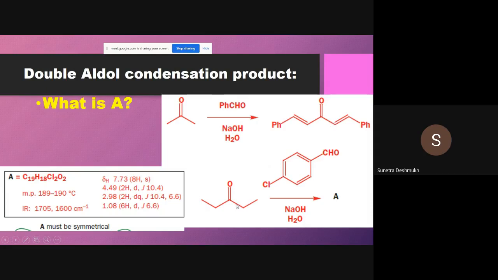Now we will take another example. We will take this type of ketone and we will take parachlorobenzaldehyde in the presence of hydroxide and water. What will be the A? What will be the product? As in this compound, we will get this alpha beta unsaturated carbonyl compound like that. We are expecting the same thing from this reaction. So let's see what is A.